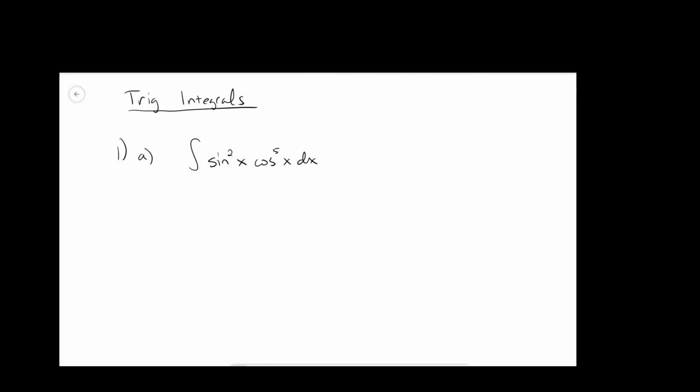In order to make use of those identities, I'll write a couple of them up here. Cosine squared x is equal to 1 minus sine squared x. That's a useful identity that we're going to use. Sine squared x is equal to 1 minus cosine squared x. These are just the Pythagorean identities.